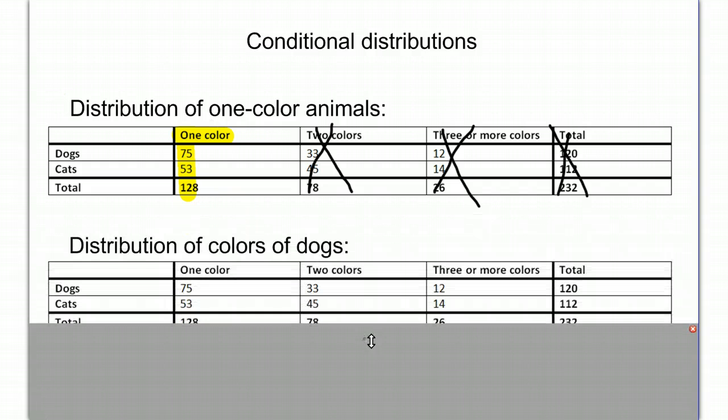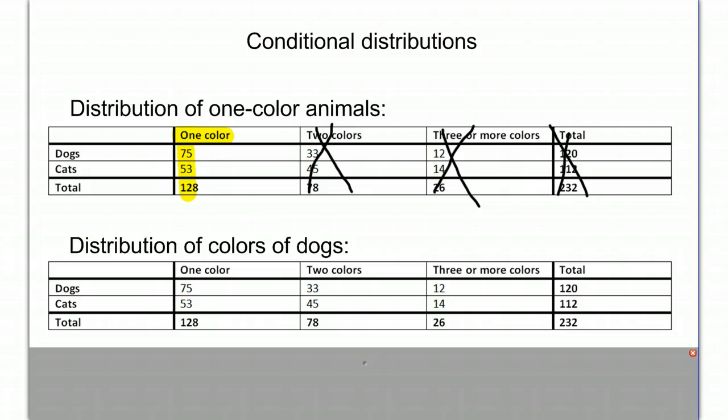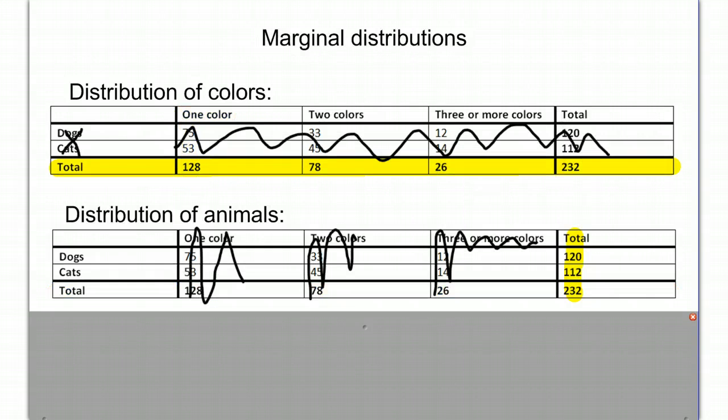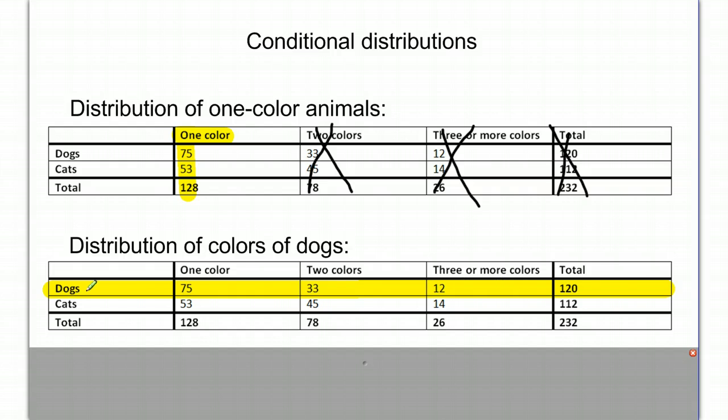Moving on, distribution of colors of dogs would only look at dogs. So we would look at just the dogs. We would ignore everything from the cats. We would ignore everything from the total number of animals. And what we're doing here is, again, just like in the marginal distributions, we're taking a single row or a single column, but instead of using the margin, we're going to use one of the main rows or main columns.